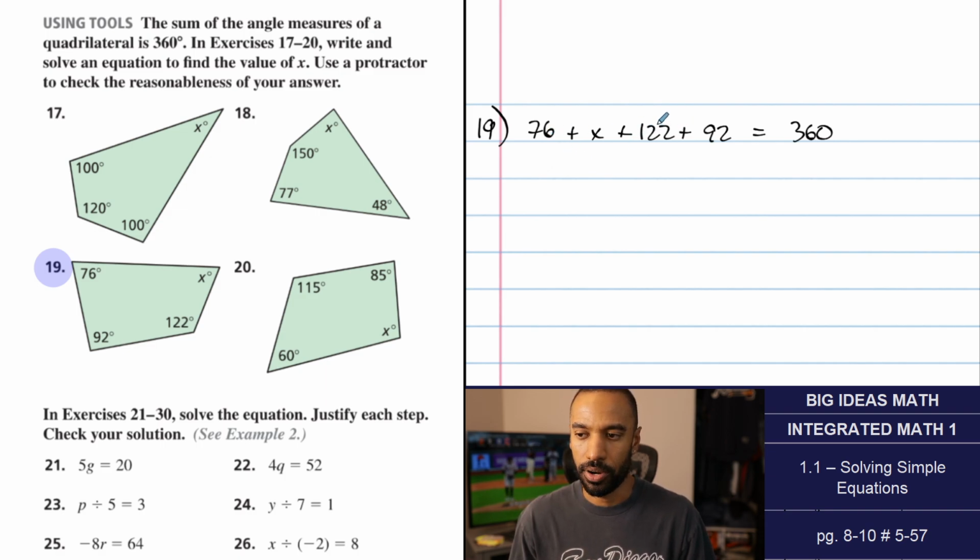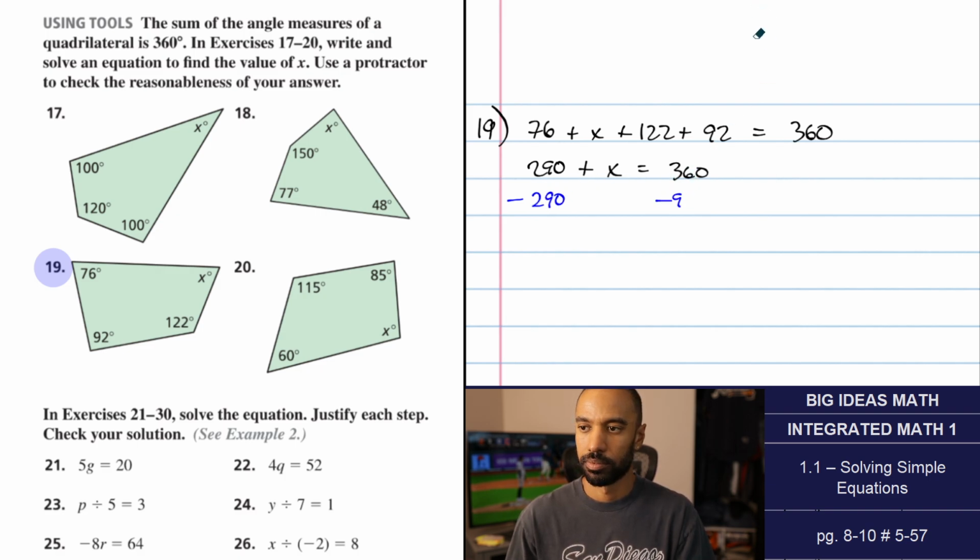76 plus 122 is 198, plus 92 is 290. So I have 290 plus x equals 360. Now, because 290 is positive, and because it's a separate term from x, we will be subtracting it. And 360 minus 290 is 70. I think that's what I said.